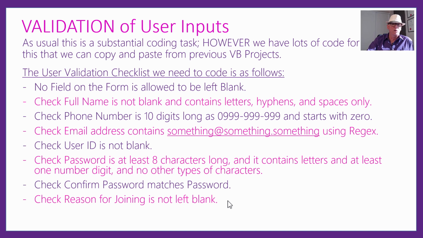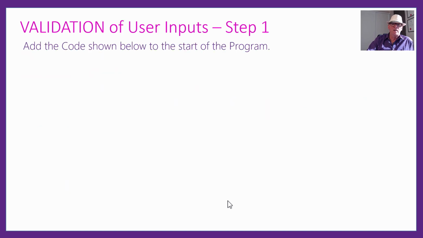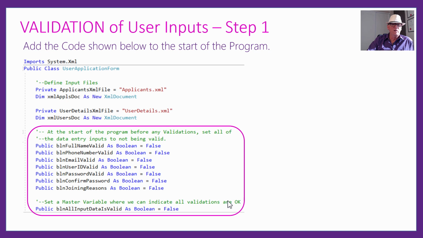We don't do it all at once. We're going to use the same approach as in the Dog Club for this. We're going to have all these different Boolean variables that indicate whether different fields are okay or not. All of the fields on the input form, we're just setting as false at the moment, assuming none of them are okay. And we're going to have a master variable here, so that when we check all of these, if they're all okay, we can set the master variable, Boolean all input data is valid, equals true. But at the start, we'll set it false.